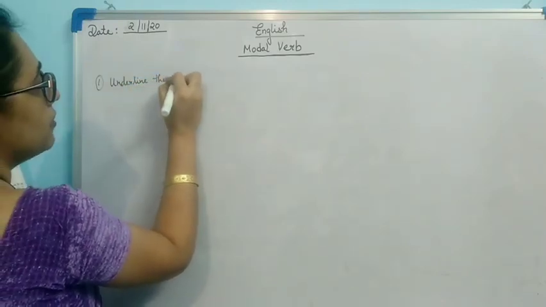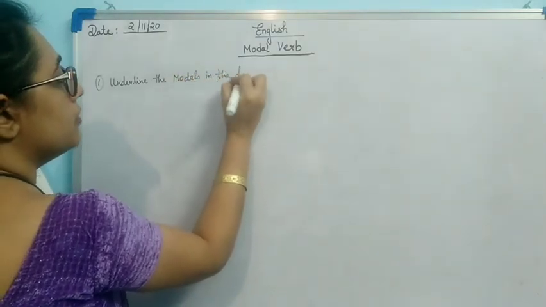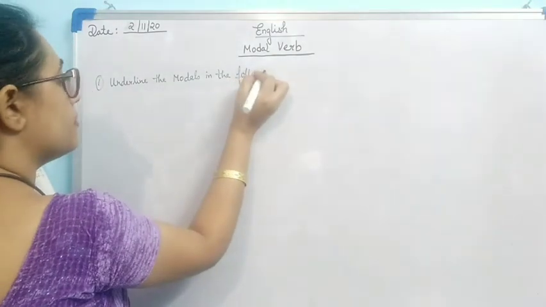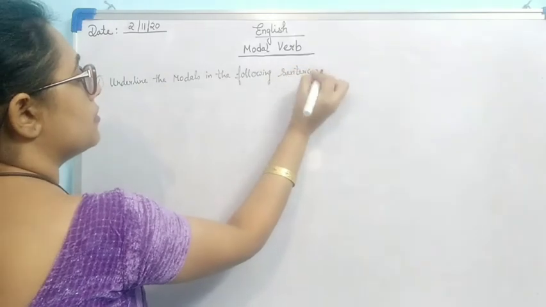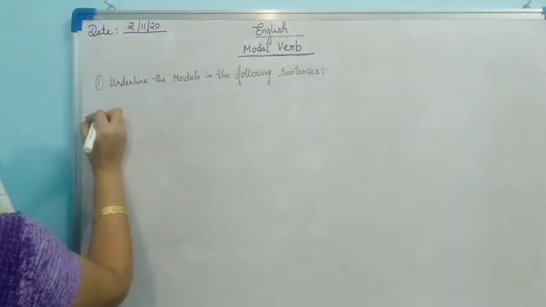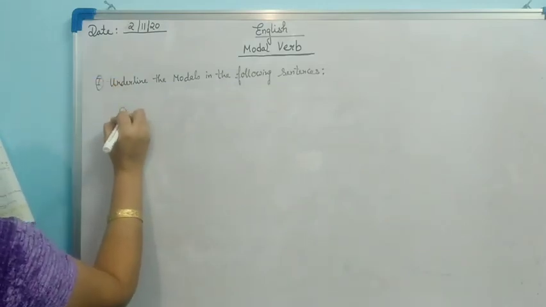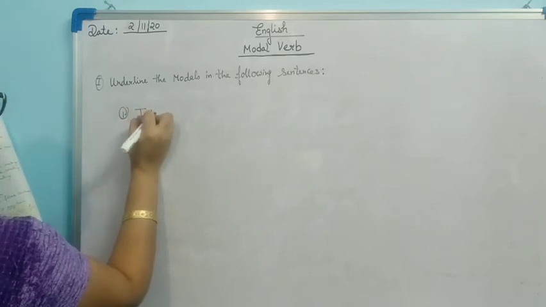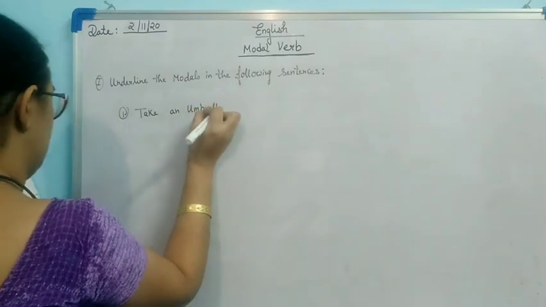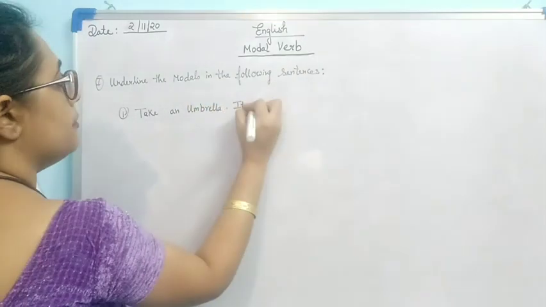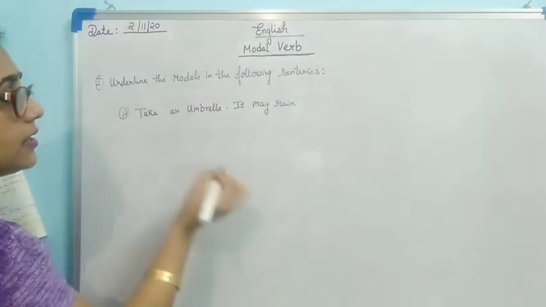Underline the modals in the following sentences. Okay. Number 1. Take an umbrella. It may rain. First I will copy the sentences, then I will explain it.